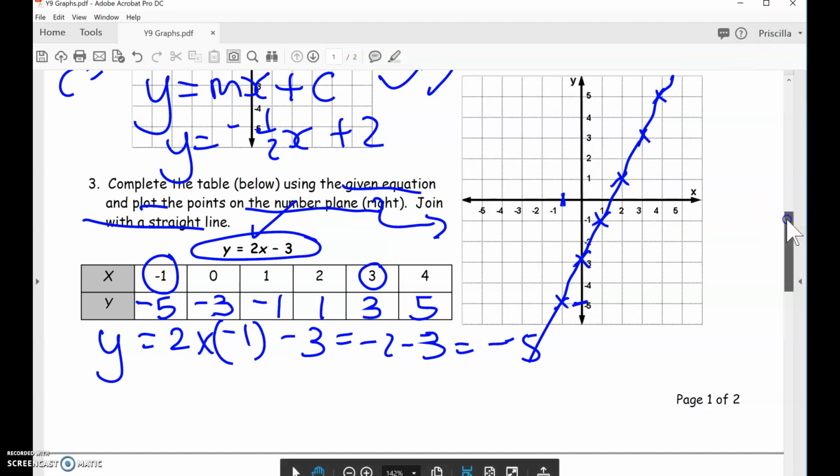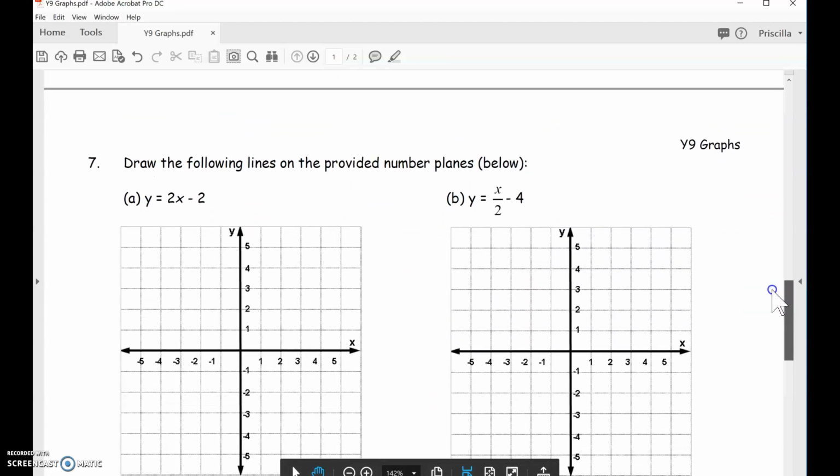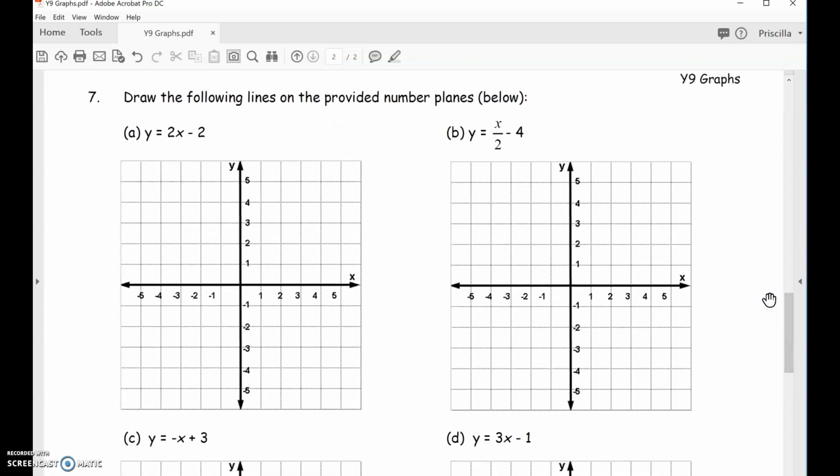Correct, that is a bit squiggly. You would use a ruler. Draw the following lines on the provided number planes below.